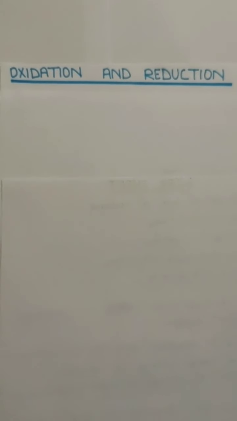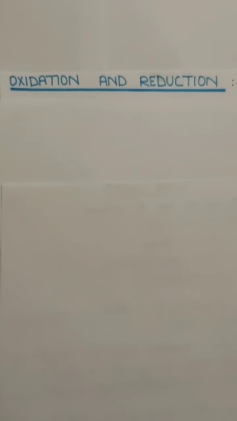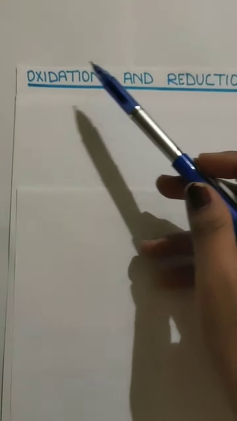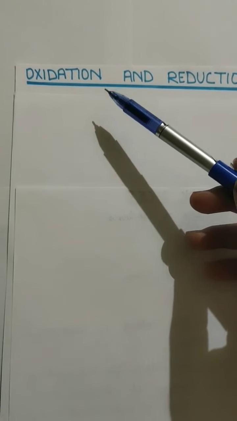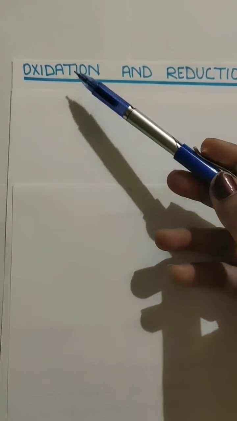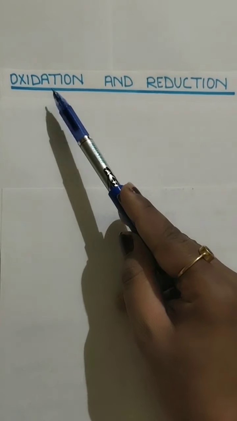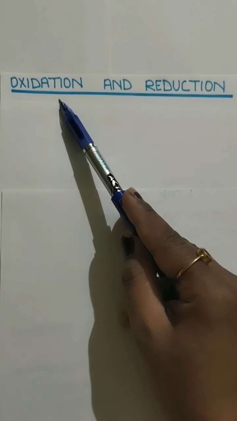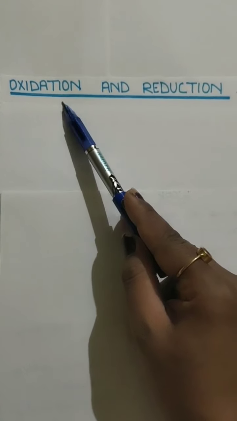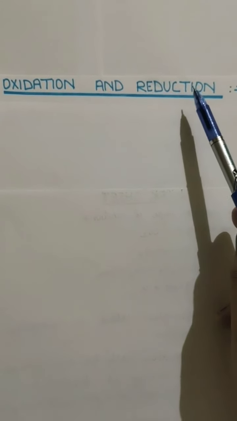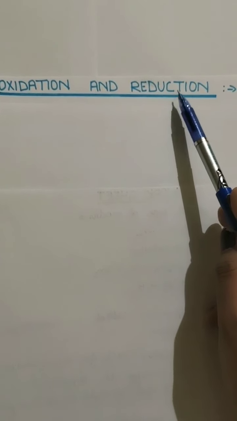And the other example of oxidation and reduction is, in any compound, if there is a removal of hydrogen, then it is again called oxidation, and if there is addition of hydrogen, then it is called reduction. So basically oxidation is either an addition of oxygen or a removal of hydrogen, and reduction is either removal of oxygen or addition of hydrogen.